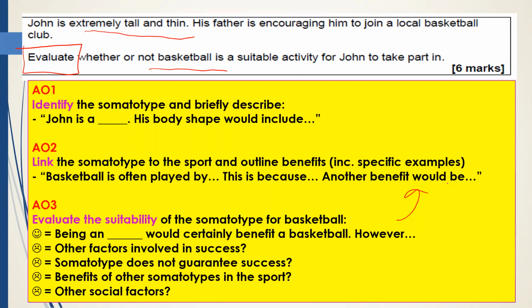What else can you say? Well, the benefits of other somatotypes. So basketball players are often quite strong, so having an element of being a mesomorph would also help John. Other nice simple things you can say: John might not like basketball, therefore, even though he's well suited to it in terms of his physique, it might not be suitable. He might just not be very good at it. There might be other sports that he might enjoy more. So as an ectomorph, what's the go-to sport that you could use as an alternative? Long distance running. That might be a better sport for John, or high jump, for example.